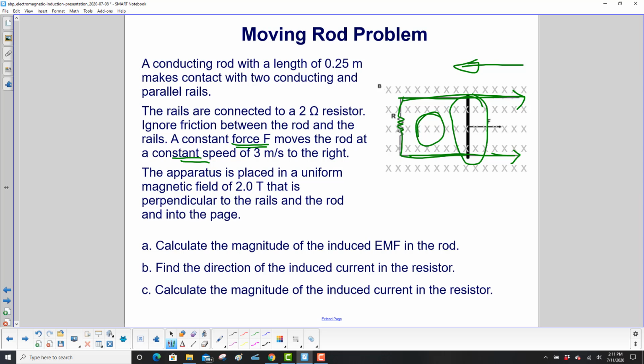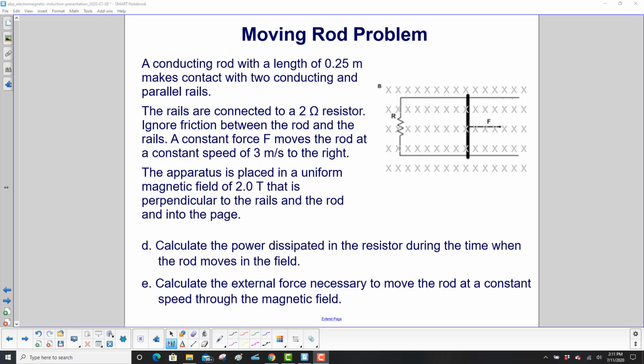Calculate the magnitude of the induced EMF in the rod. Find the direction of the induced current in the resistor. Okay, they're not asking for it through the rail this time. They're asking for it through the resistor, or through the rod or the rail for that matter. Calculate the magnitude of the induced current in the resistor. Calculate the power dissipated in the resistor during the time when the rod moves in the field. Then, calculate the external force necessary to move the rod at a constant speed through the magnetic field.